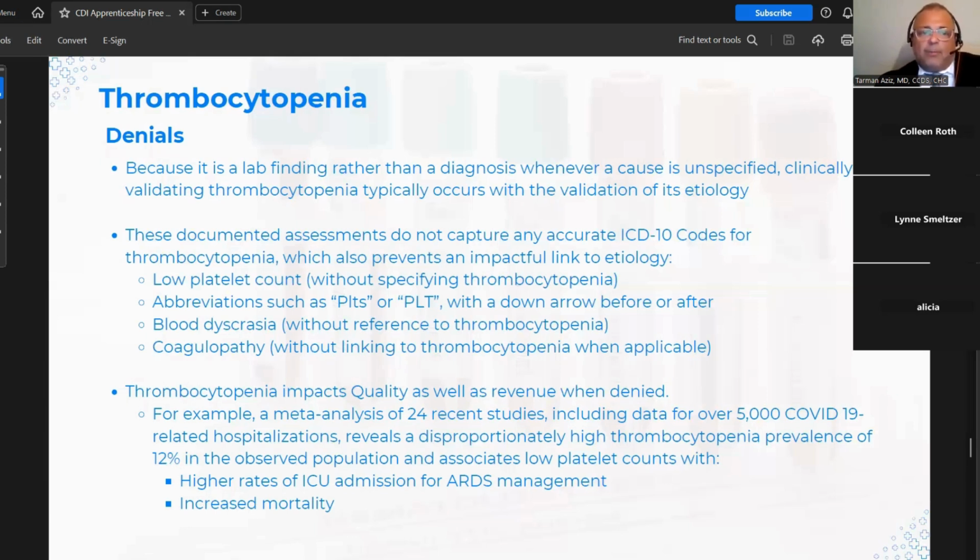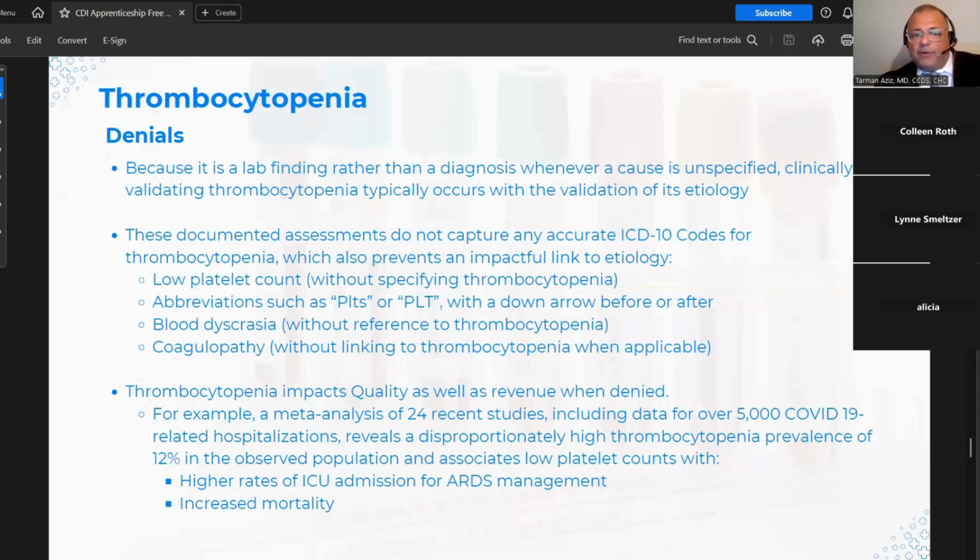You can see why it's such an important condition to capture. We only have to look as far back as 4 or 5 years to the COVID pandemic. And so many studies have been done since those COVID hospitalizations. There was a meta-analysis done of 24 recent studies that showed a disproportionately high thrombocytopenia prevalence of 12% in the population with COVID. That's a very, very large amount, and explains some of the tendencies towards blood clots associated with that condition.